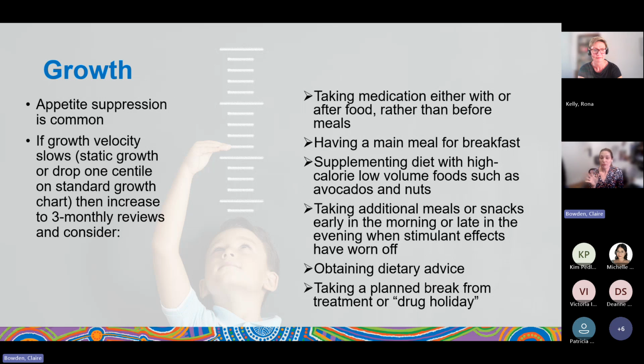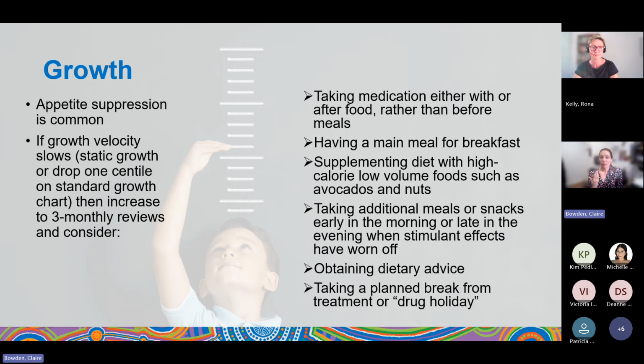Sometimes you need additional meals and snacks at the times when the medication really has worn off. So either really early in the morning before it's kicked in, or later in the evening when it has worn off. So, reintroducing an old school supper is not a bad idea. Obtaining dietary advice, so sometimes formal dietary advice might be what a family needs from a paediatric dietitian, and as mentioned in webinar 2, could consider a chronic condition management plan for that.